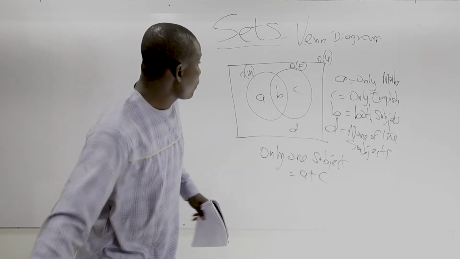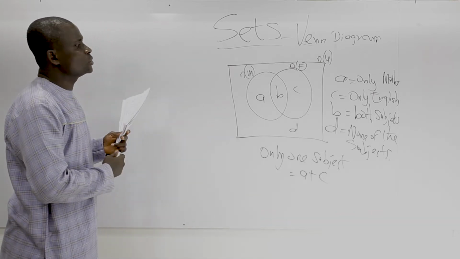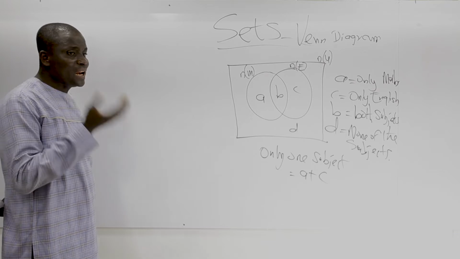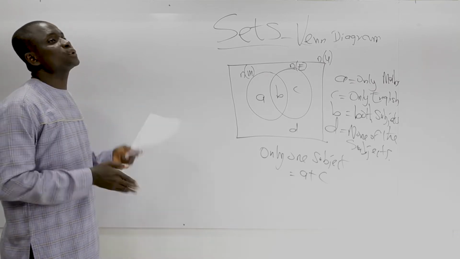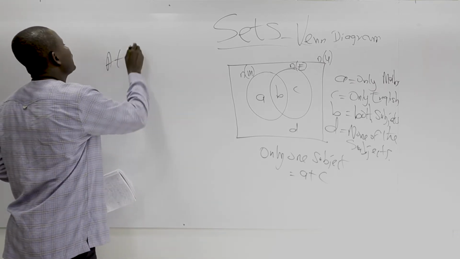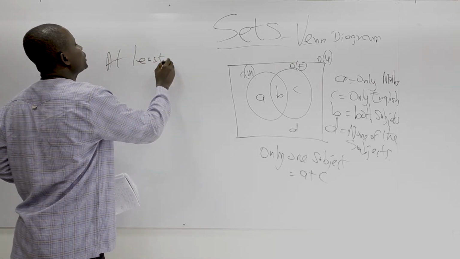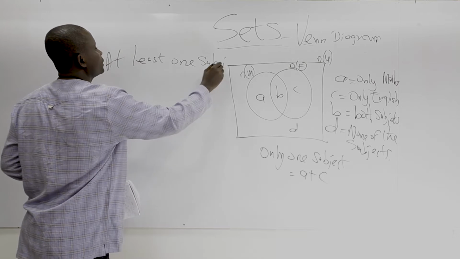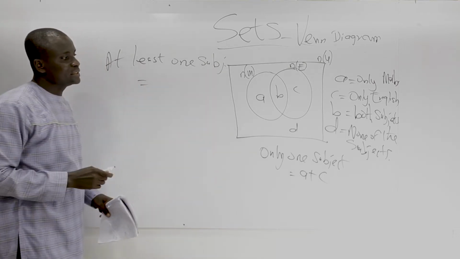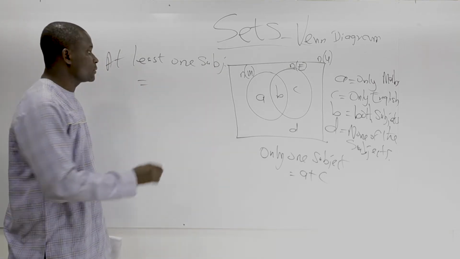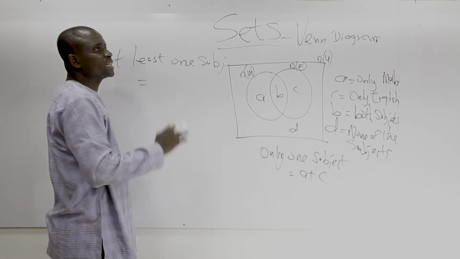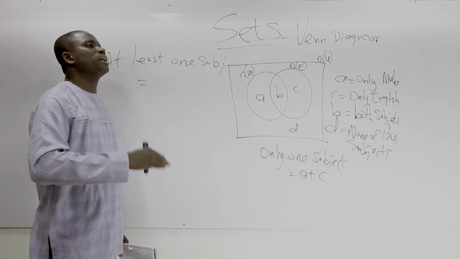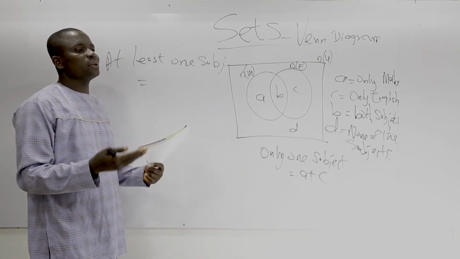Okay? So from that point, let's come here and continue. Now, then they can ask you at least one subject. That the least is one subject. People who offer at least one subject. At least one subject will be what? The least, the lowest is one subject. That's going to be one subject and then one subject or more. At least one subject is what? One subject or more.